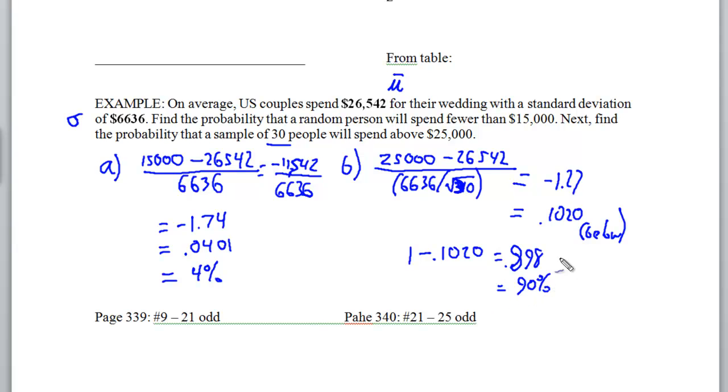So it's very likely that if I pick 30 people at random, they're going to be spending more than $25,000 on average. So that looks good for my business model. If I'm going to be a wedding manager, a consultant, a florist, or maybe even a DJ, I'm going to want to know these figures.